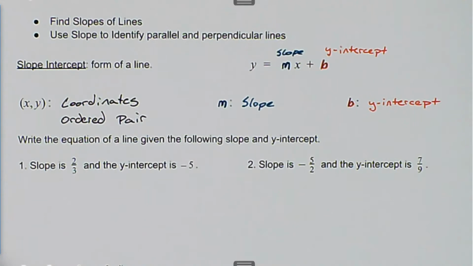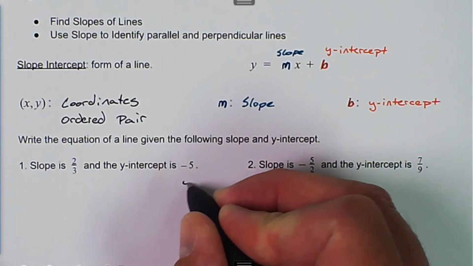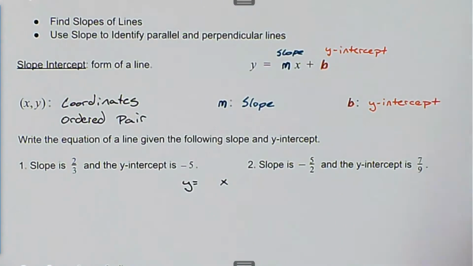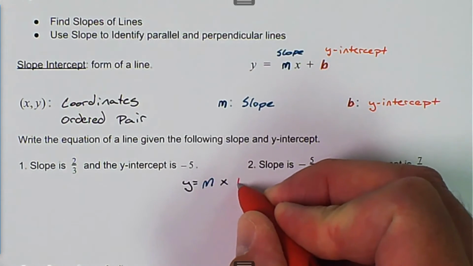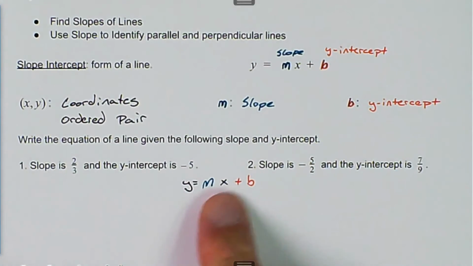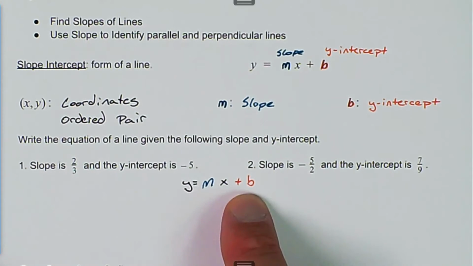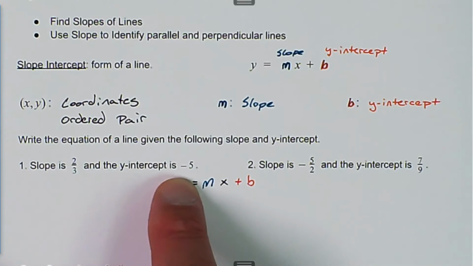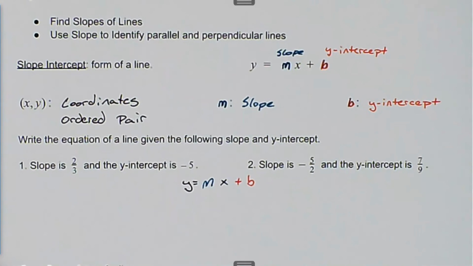So we have our equation that we want to write it in, and the equation is y equals mx plus b. So the y equals and the x will never change, but what we're going to change are the m, which is the slope, and the b, which is the y-intercept. So all we have to do is substitute the values in. Slope is 2/3, and the y-intercept is -5.